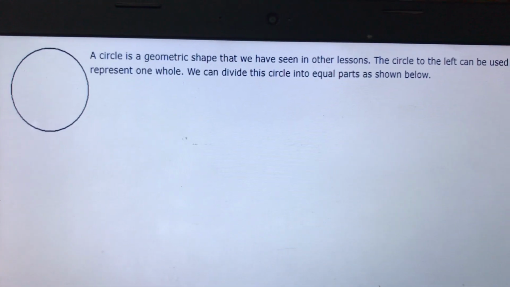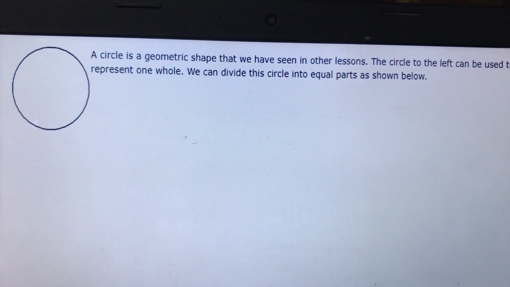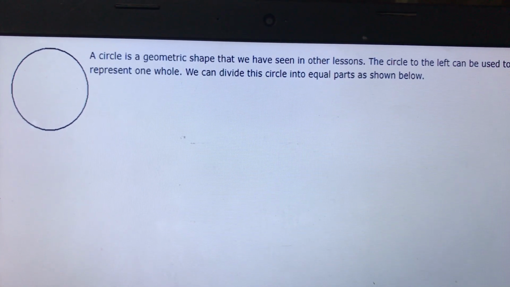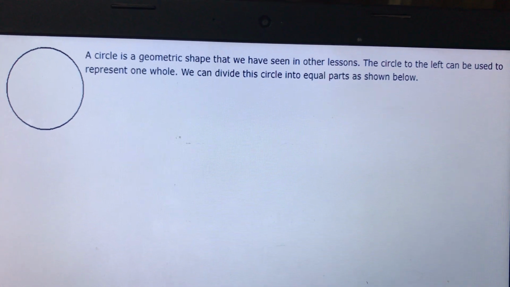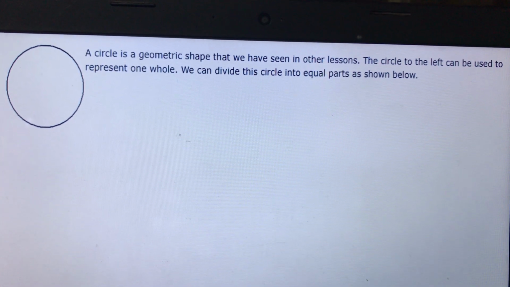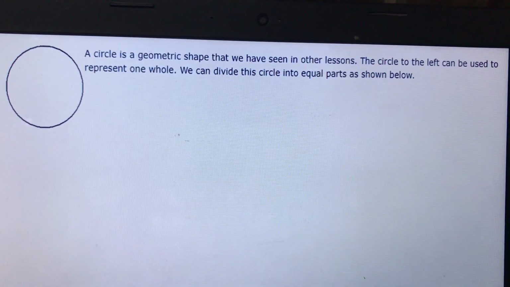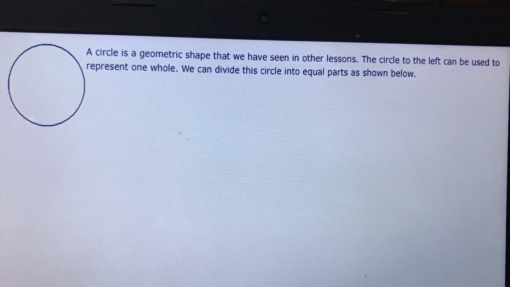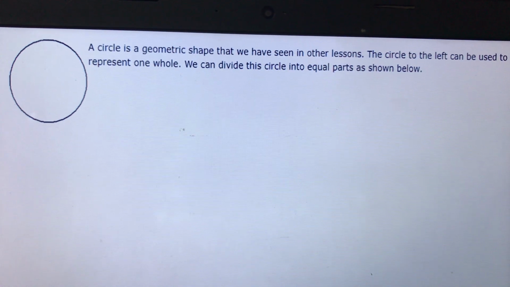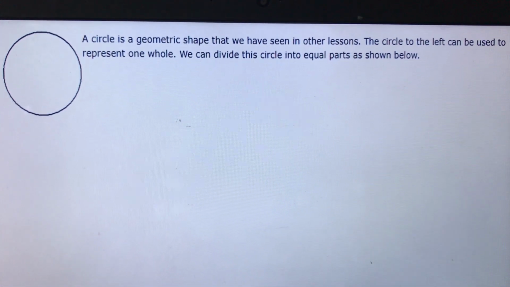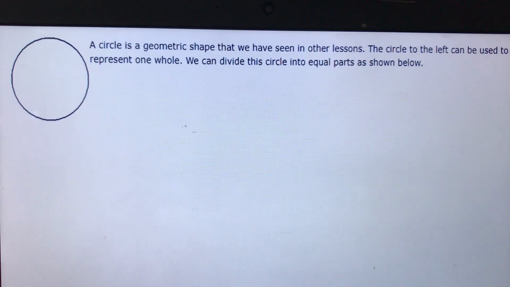Now, first thing is, you know this shape very well. We have discussed it in the previous chapter. It is a circle. Now, circle is a geometric shape that we have seen in other lessons. The circle to the left can be used to represent one whole. Whole means a complete thing. We can divide this circle into equal parts as shown.